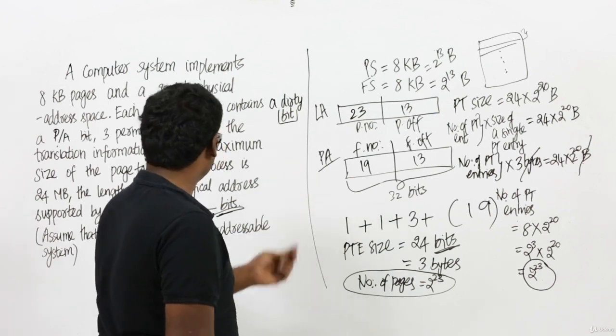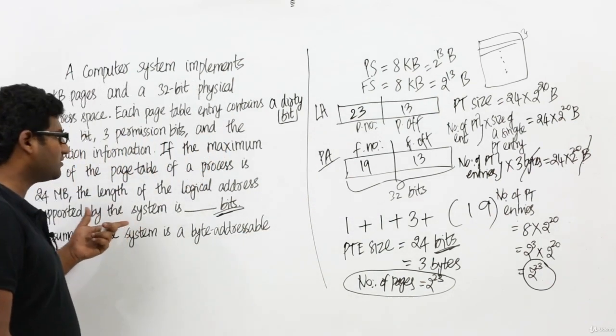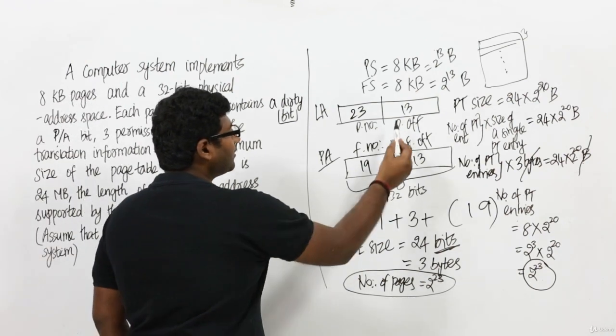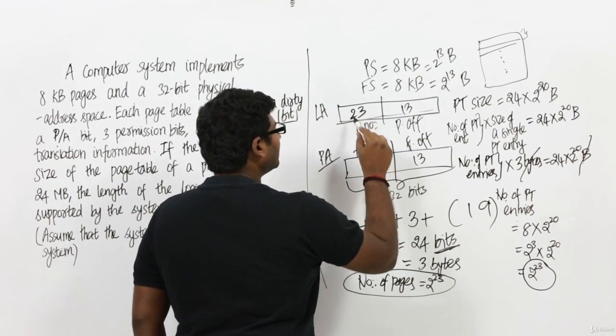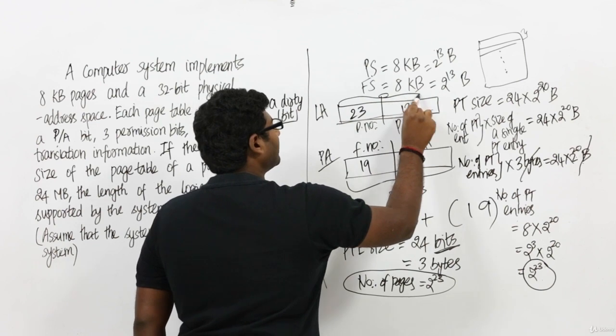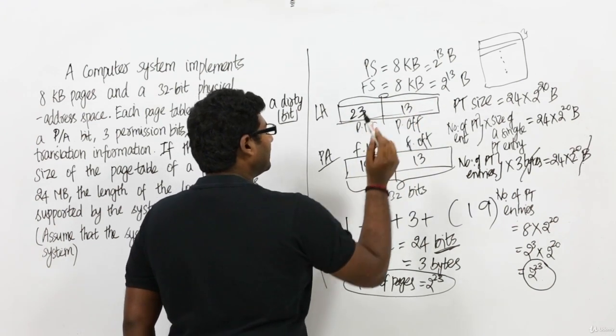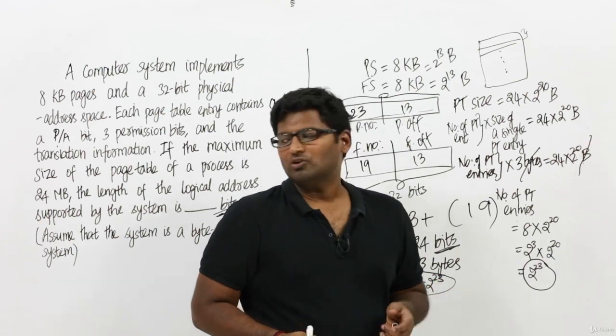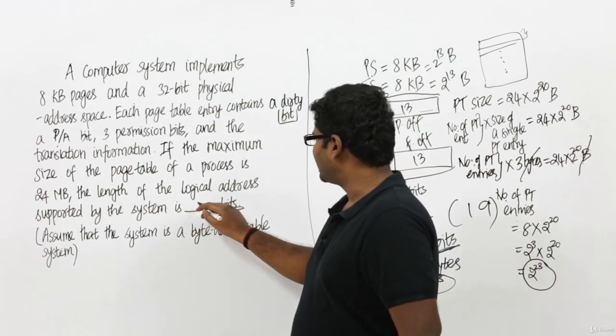Now the question they have asked is about the logical address, right? What is the total length of the logical address in bits? So this is 13 bits, this is 23 bits, and this is what we mean by logical address. It is nothing but 23 plus 13, which is 36 bits. Okay, so the answer for this question is 36 bits.